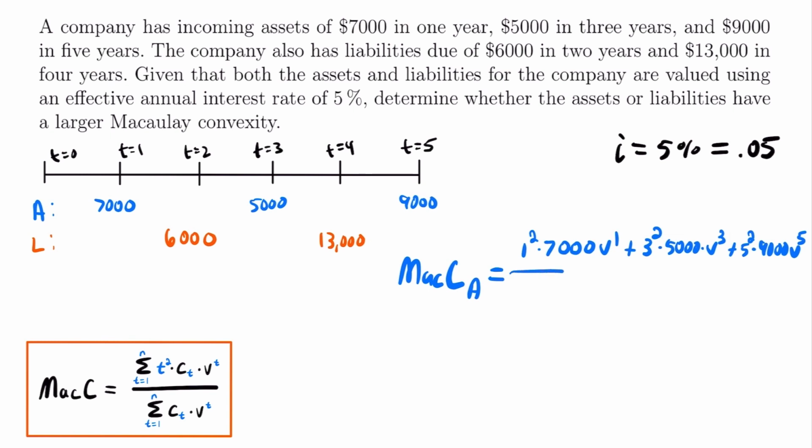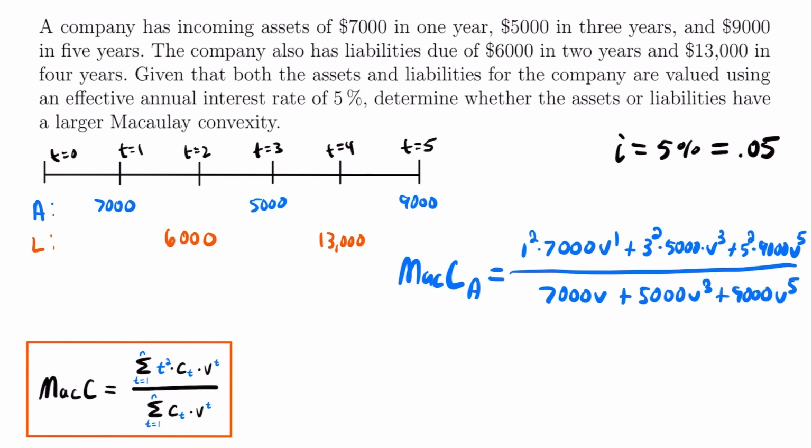Okay, and then we'll divide that by the present value of those cash flows, which is just the same thing that we have up here, but without each of the times squared. So we'll have 7,000 times v plus 5,000 v cubed plus 9,000 v to the power of 5. All right, so that's going to represent the Macaulay convexity of the assets.